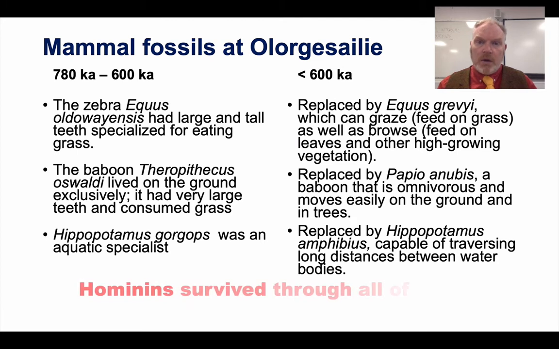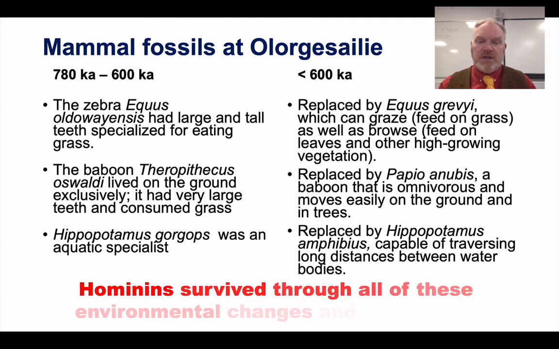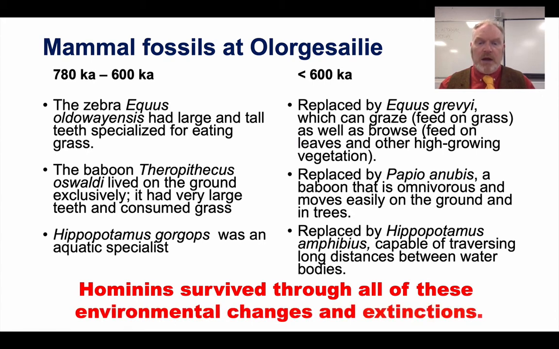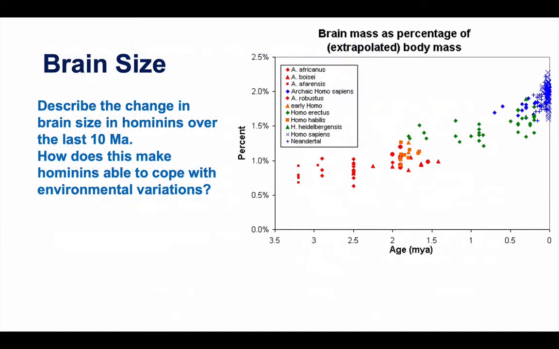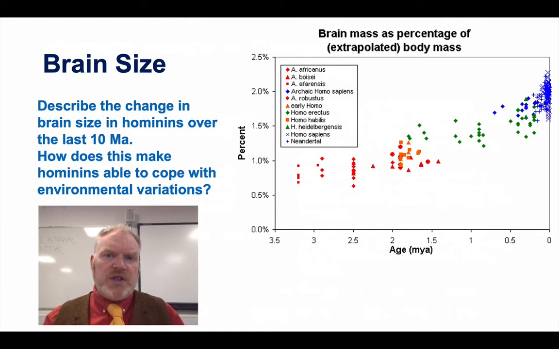But throughout all of this, the hominins survived. They didn't become extinct. They adapted to these changes. If we think about how hominins actually do this, we come back to the idea of brain, and particularly the size of the brain. This is something we can calculate through looking at the brain cavity space within fossils.